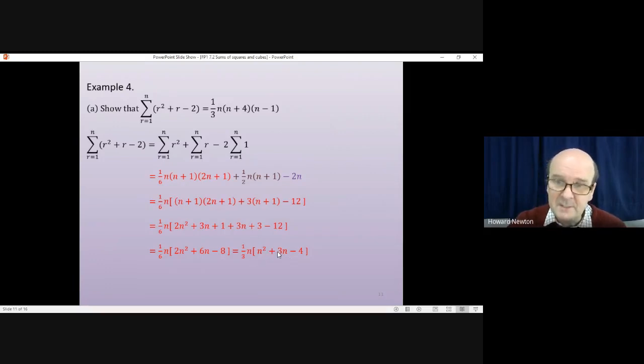You should immediately be thinking, does this factorize to give me that? If it doesn't, you've probably made a mistake. In this case, there's no problem. If you factorize n squared plus 3n minus 4, you do get n plus 4 times n minus 1. So we do arrive at the answer.